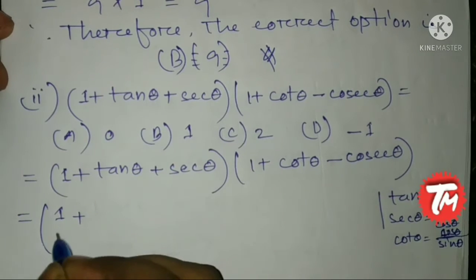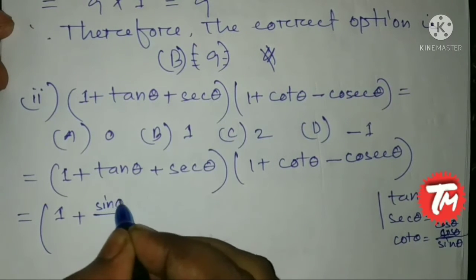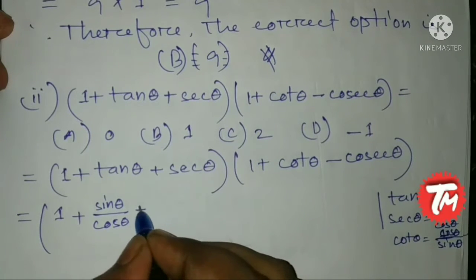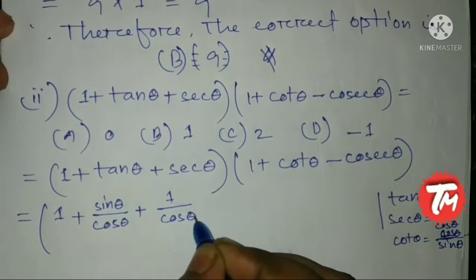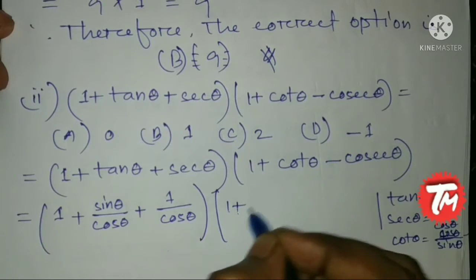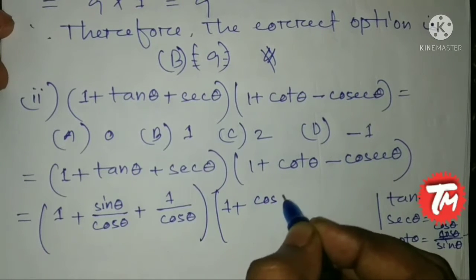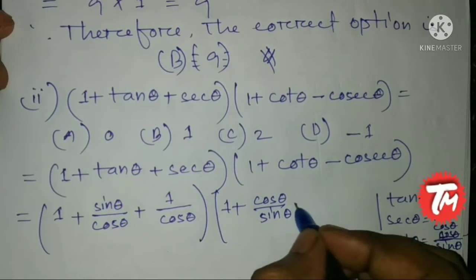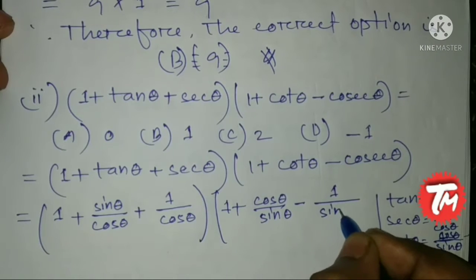So 1 plus tan theta, we can write sin theta divided by cos theta, and then plus sec theta means 1 by cos theta. Within the bracket you have to write. And then 1 plus cot theta means cos theta divided by sin theta, minus cosec theta means 1 by sin theta we can write.